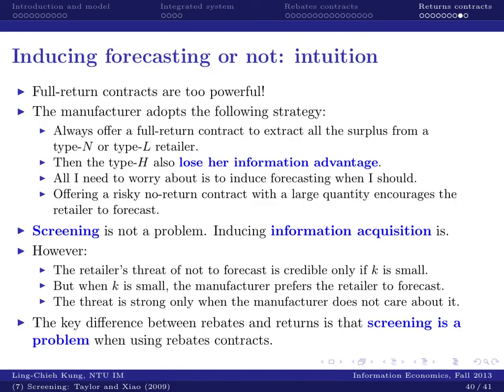Essentially, the key difference between rebates and returns, if you are asking yourself why returns can get first best but rebates cannot, is that screening is a problem when we are using rebates contracts. Rebates contracts cannot give the high type retailer no incentive for mimicking the low type. Okay? And that's why we have the screening problem. That's why rebates contracts cannot get all the surplus from the retailers.